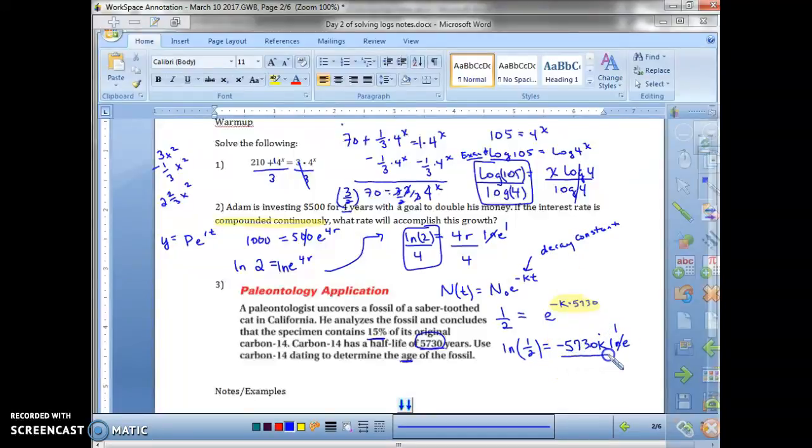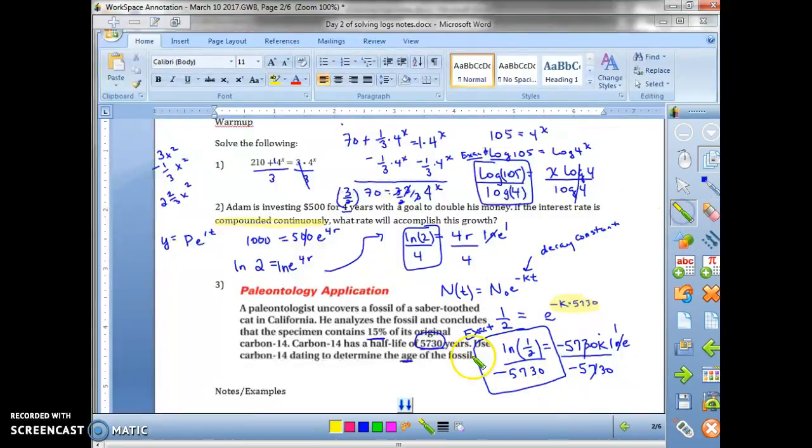So to find k, I'm going to divide both sides by negative 5,730, negative 5,730. And this is exactly k. This is an exact form. Now, I'll probably do that in the calculator and even maybe store it or use it immediately in the next part. So before I actually find this in the calculator, I want to set up the next part of the equation. And remember that this is k right here.